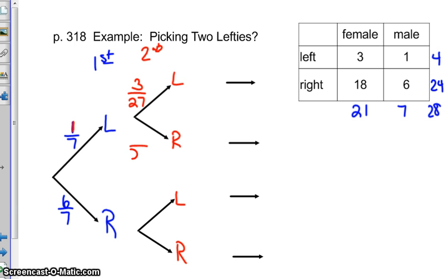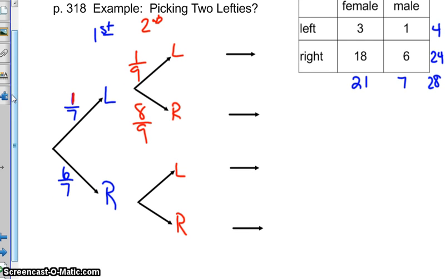Probability of a right-hander, 27. I didn't take any of those out, so that's your 24, which if we simplify it down becomes 8/9. Should simplify this down to 1/9. If I go down to the bottom, probability of left-hander, this time I haven't taken any of my left-handers out, so it's going to be 4 of those 27. I did take a right-hander out, so I'm down to 23 of the 27 left for the right-hander.